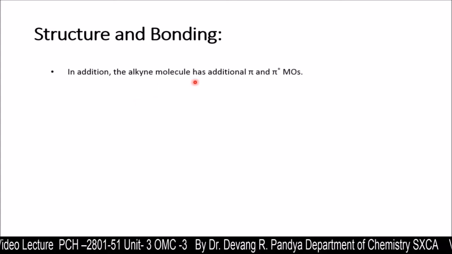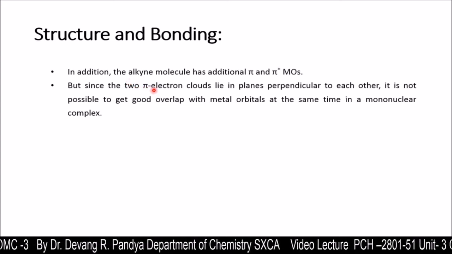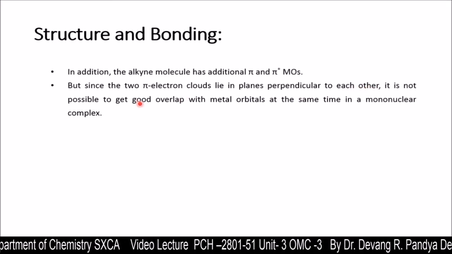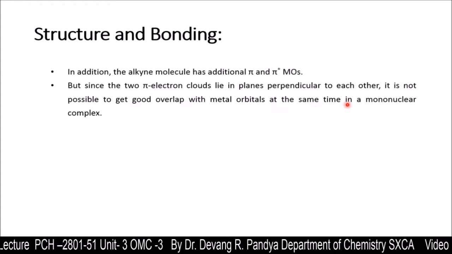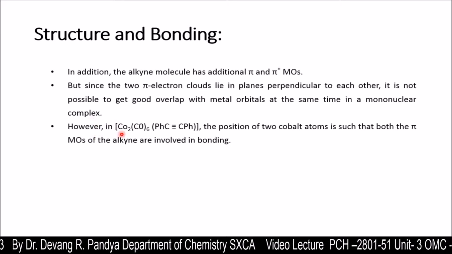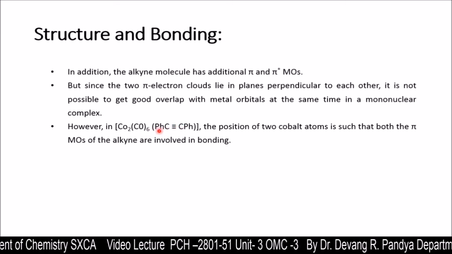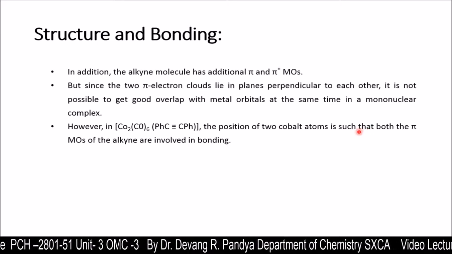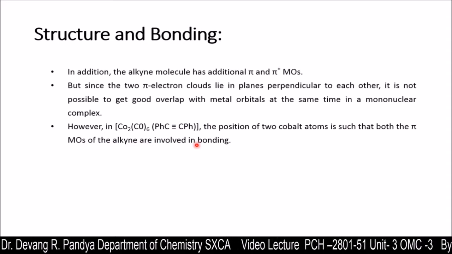In addition, the alkyne molecule has additional pi and pi star molecular orbitals as well, but since the two pi electron clouds lie in planes perpendicular to each other, it is not possible to get good overlap with metal orbitals at the same time in a mononuclear complex. However, in a dicentric complex where the diphenyl acetylenic group is present, the position of the two cobalt atoms is such that both the pi molecular orbitals of the alkyne are involved in bonding.